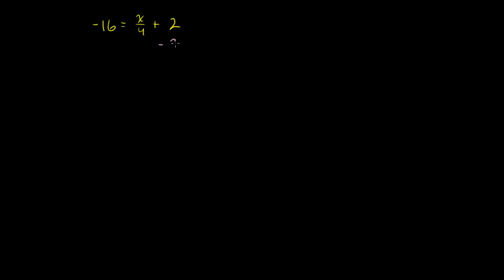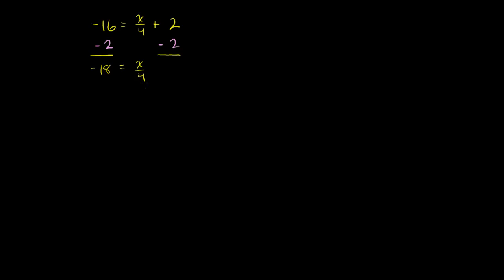So you subtract 2 from the right, subtract 2 from the left, and we get, on the left-hand side, negative 16 minus 2 is negative 18. And then that is equal to x over 4. And then we have positive 2 minus 2, which is just going to be 0. So we don't even have to write that. I could write just a plus 0, but I think that's a little unnecessary. And so we have negative 18 is equal to x over 4.